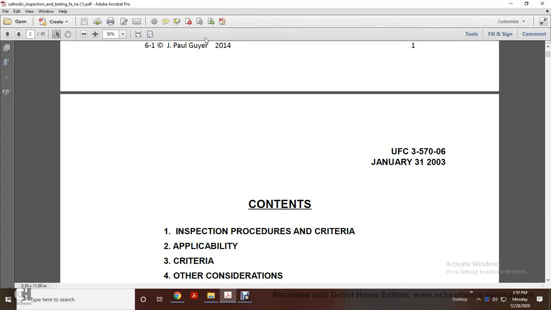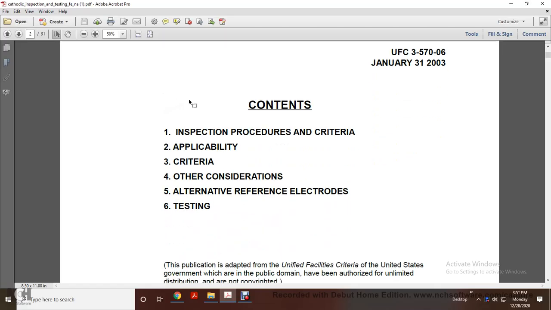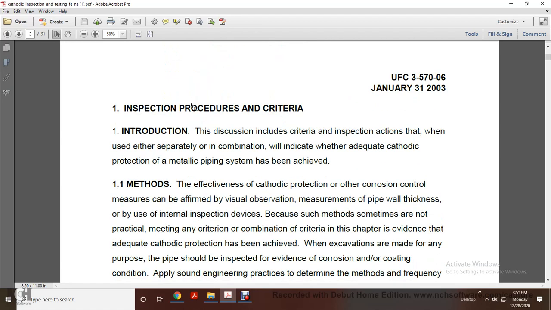Alright, contents: inspection, procedures, and criteria. 1. Introduction. 2. Applicability. 3. Criteria. 4. Other considerations. 5. Alternate reference electrodes. 6. Testing. This publication is adapted from the Unified Facilities Criteria of the United States government, which are in the public domain, have authorized unlimited distribution, and are not copyrighted.